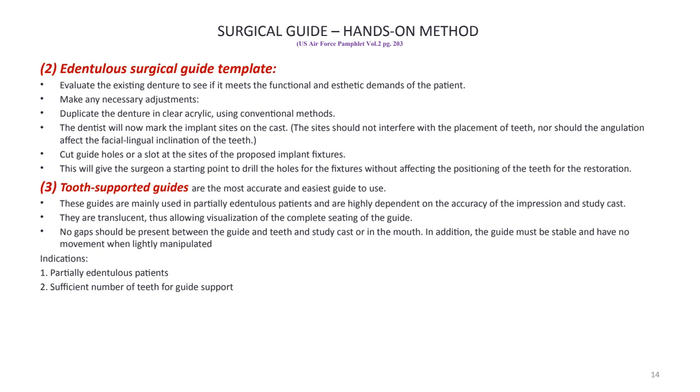There are different types of surgical guides. So we see that we have tooth supported guides or templates that are used when the patient has natural teeth, and the surgical stent is stable because it's placed on the natural teeth.